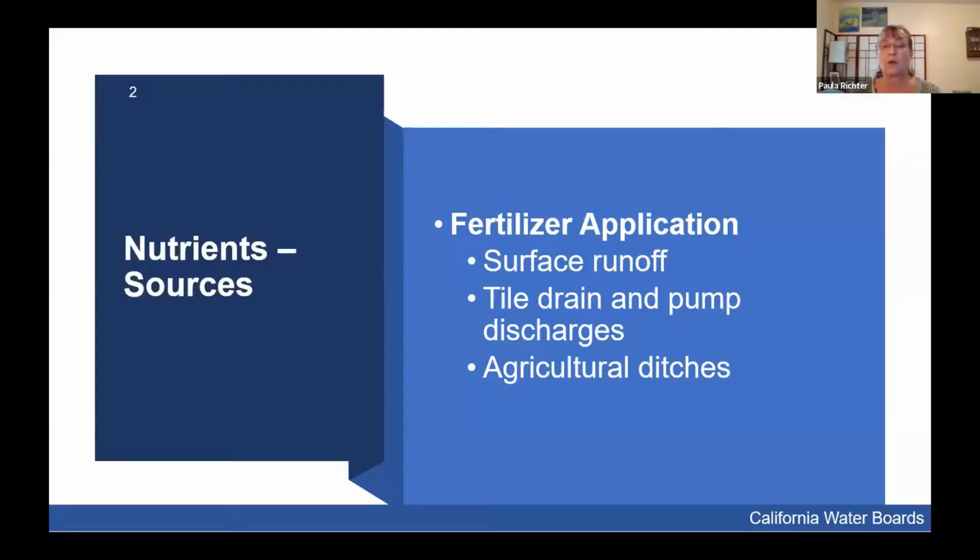Surface water. More than half of all our surface water cooperative monitoring sites, all of which are in ag areas, exceed the drinking water standard, many by more than double. The over-application of nitrogen fertilizers is the most common source of high nitrate levels in surface water bodies and groundwater. Excess fertilizer is transported through surface runoff, as well as tile drain and pump discharges. It can also be transported through ag ditches that drain to a stormwater system, creek, or river.